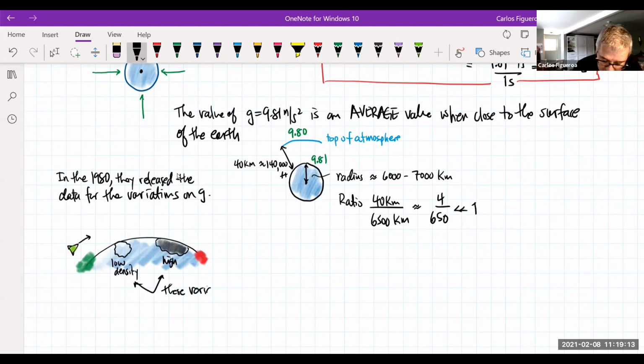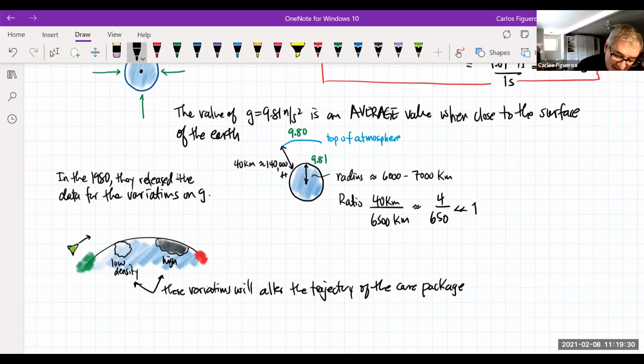These variations will alter the trajectory of the care package. And so by knowing these densities, these variations, you'll find that if you're not careful and you don't know these, you'll never hit the red country with the care package. So it's a big deal, actually. And I was shocked when they released that, because I didn't think that was a big deal until I learned a little bit more about it. And then it makes sense after a while.